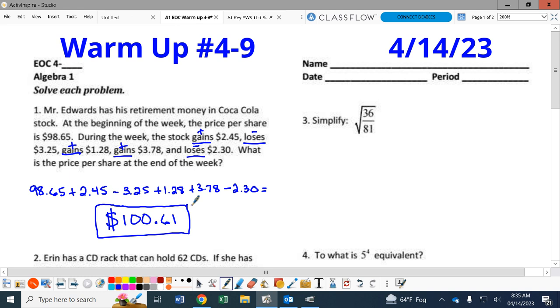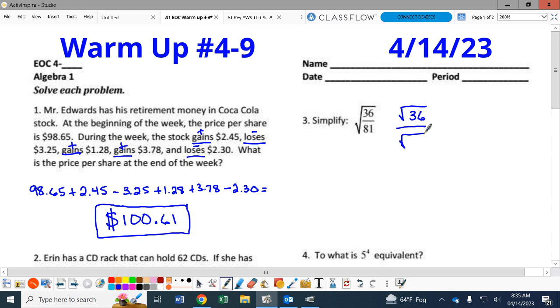Anybody have any questions, concerns, anything about how to set that up? Anything about how to use a calculator for that? Wonderful. The next one is simplifying radicals. Guys, remember, you can't take the radical of a fraction. It doesn't do that on your calculator. You're going to separate it, make it the square root of 36 over the square root of 81.